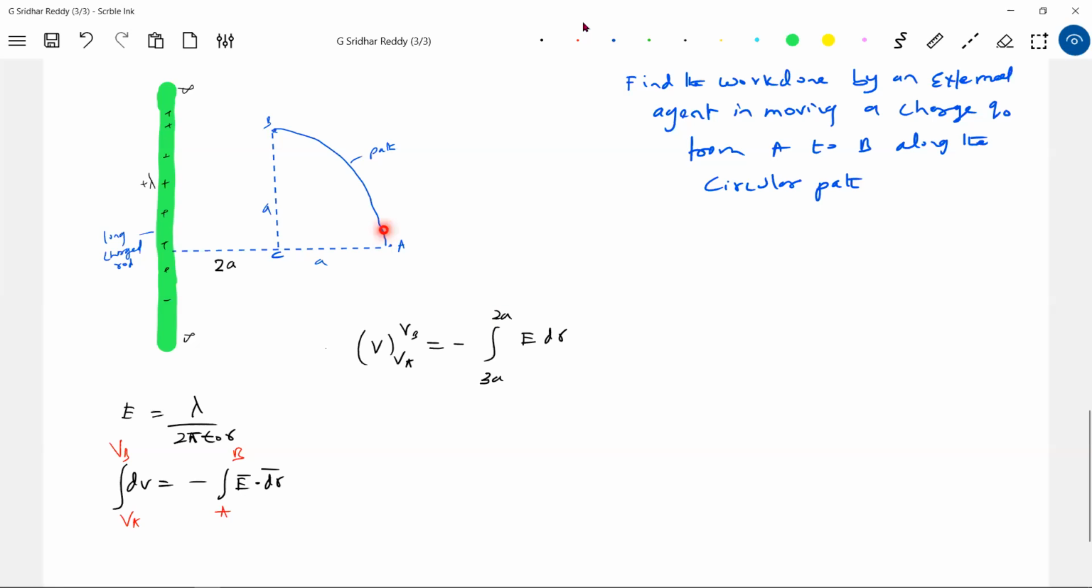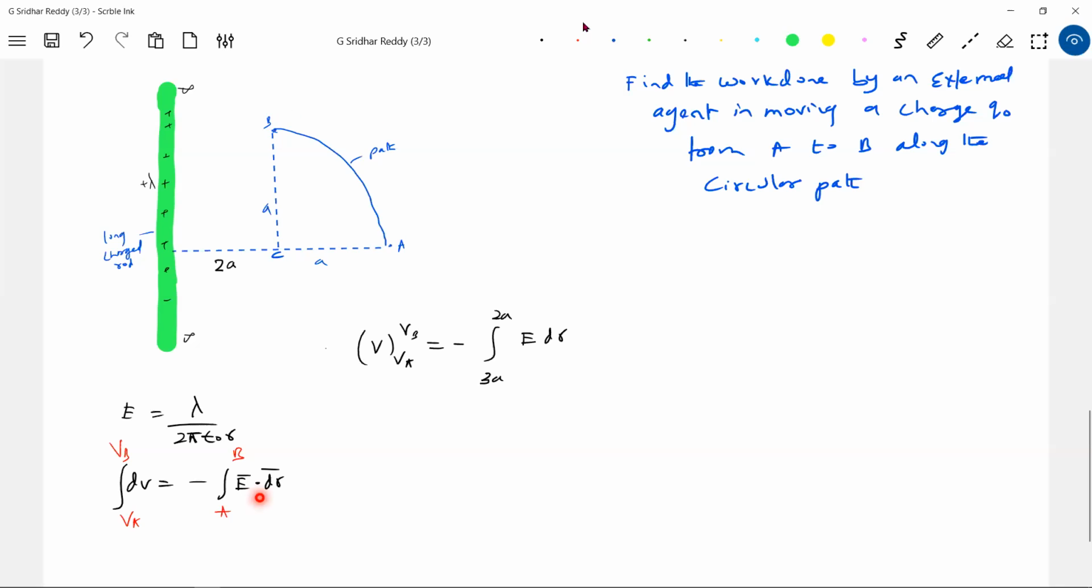So dr is what I'm moving from A to B, and it's independent of path. So can I move like this? First, I'll move from A to C, and then C to B. I can move like this also. Then what happens? You should calculate E bar at different points, then dr bar, then E dr cos theta. We know the work done is independent of path, so therefore I can pick a path like this also.